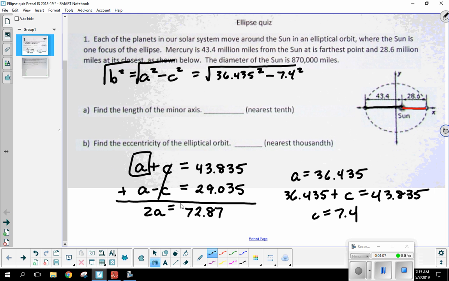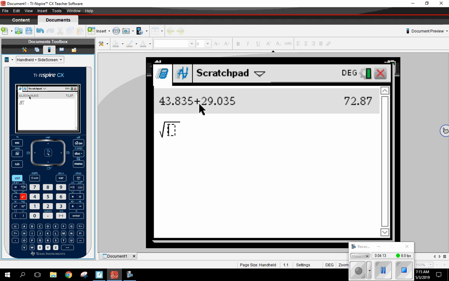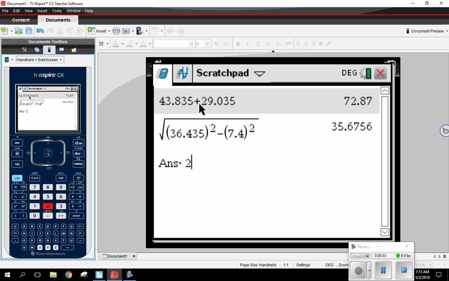And what you're going to get for B, let me go ahead and plug this in real fast. So we have this radical here, 36.435 squared minus the 7.4 squared. Okay, but that is B, which is only half of the length. So what we want to go ahead and do is find the full length of the minor axis. So I'm going to double that.